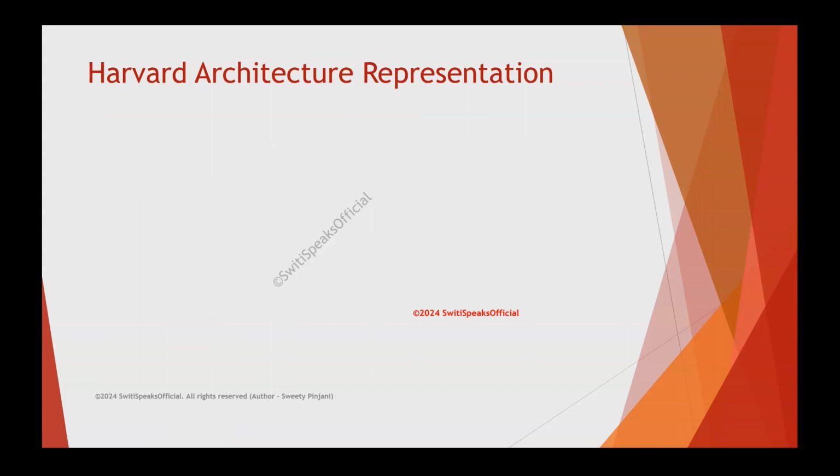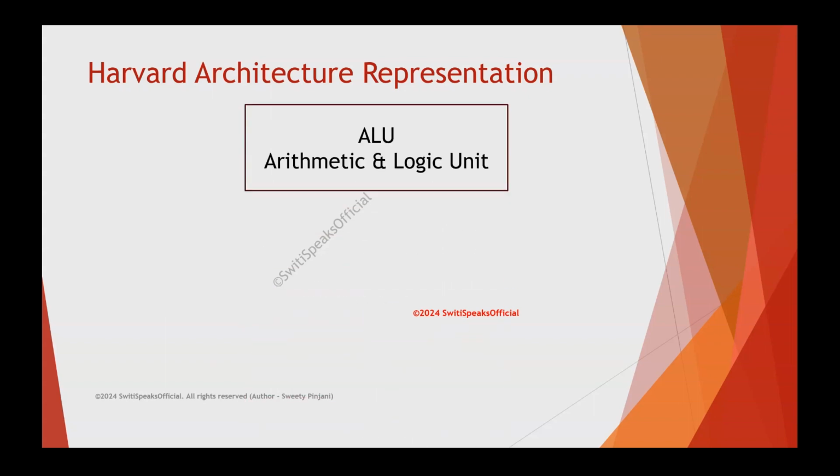Now let's see how Harvard architecture is represented. The first component is ALU, which is arithmetic and logic unit. We had discussed about this component in detail in case of von Neumann architecture. It's the same component. Let me give you a gist once again. ALU stands for arithmetic and logic unit. It can be called the computation unit of your processor, where a lot of computation and calculations happen.